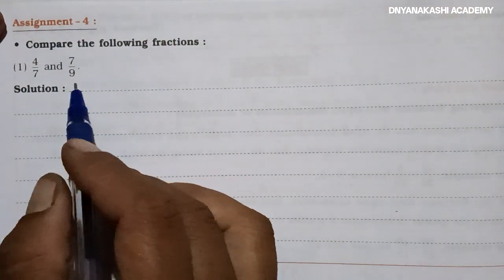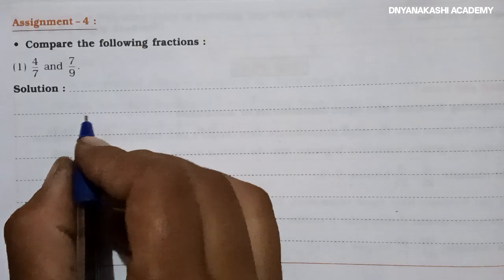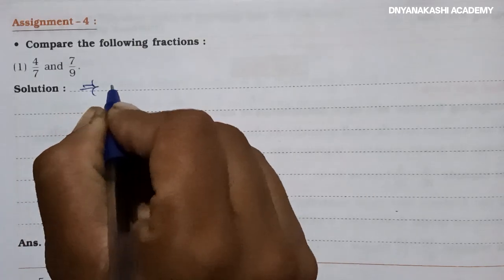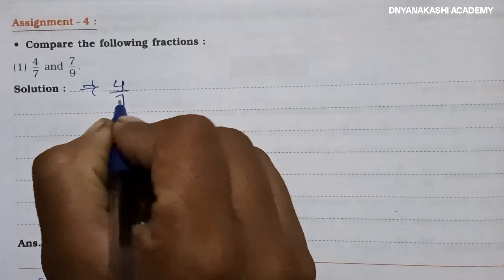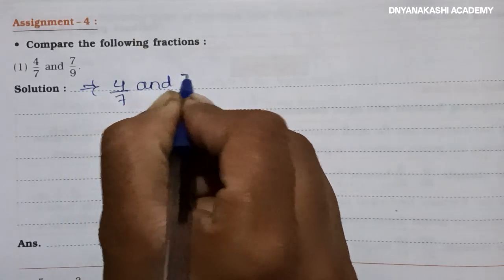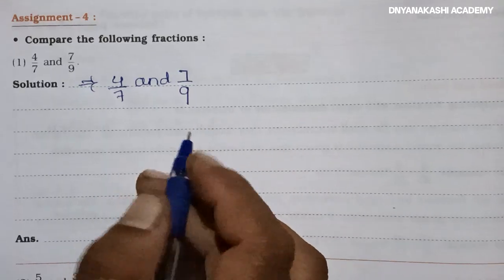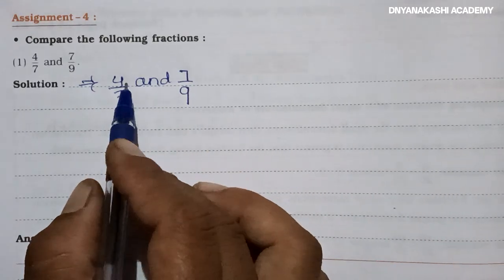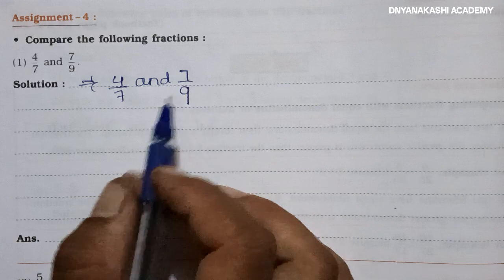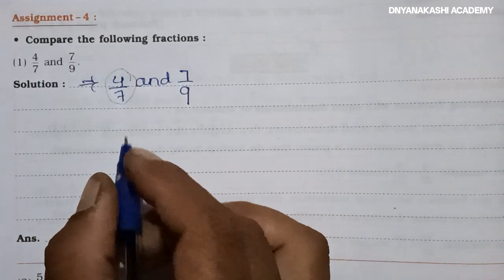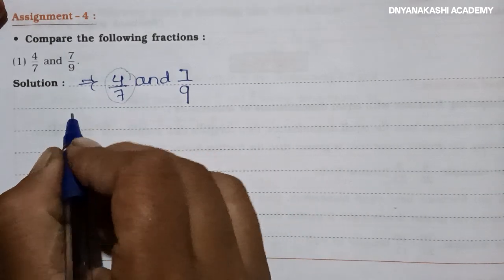Assignment 4. Compare the following fractions. Two fractions are given here, 4 by 7 and 7 by 9. First, we write the equivalent fraction of 4 by 7. How do we write the equivalent fraction?